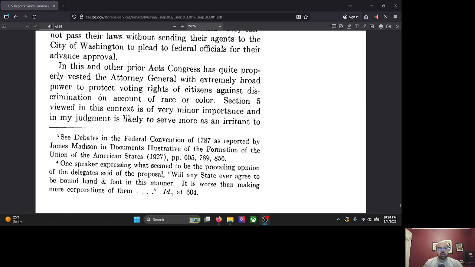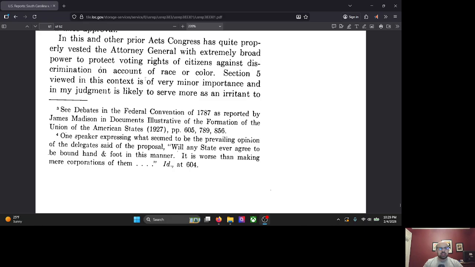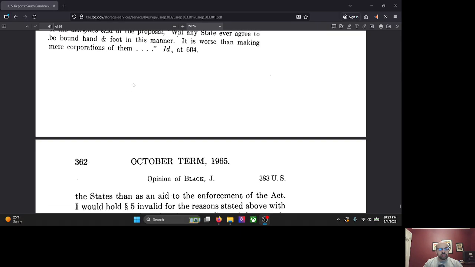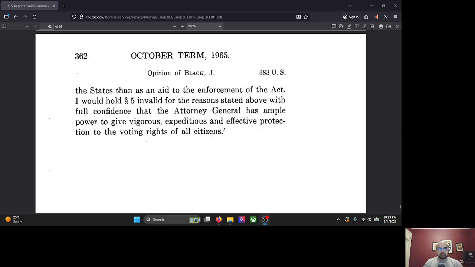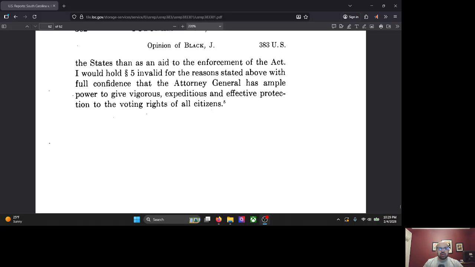In this and other prior acts, Congress has quite properly vested the Attorney General with extremely broad power to protect voting rights of citizens against discrimination on account of race or color. Section 5, viewed in this context, is of very minor importance and, in my judgment, is likely to serve more as an irritant to the states than as an aid to the enforcement of the Act. I would hold subsection 5 invalid for the reasons stated above, with full confidence that the Attorney General has ample power to give vigorous, expeditious, and effective protection to the voting rights of all citizens.